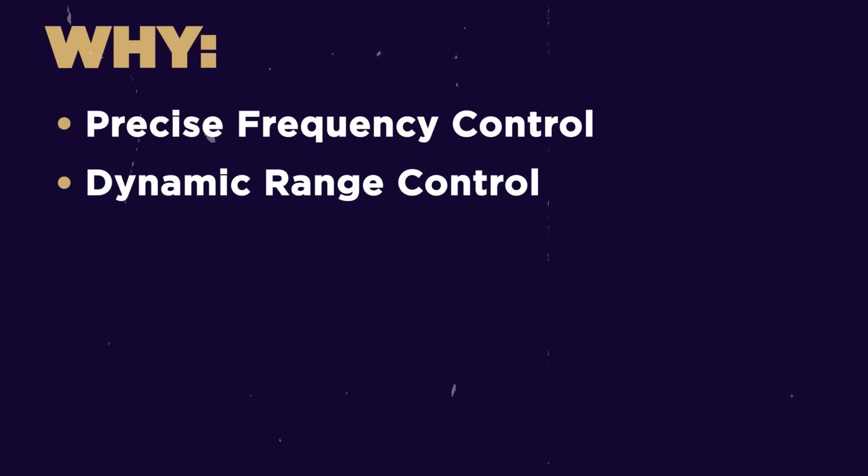Secondly, we have dynamic range control. By applying multiband compression to vocals, you can control the dynamic range of different frequency bands independently. This helps to even out volume inconsistencies across the vocal performance, ensuring a more consistent and balanced sound. It also prevents certain frequency ranges from dominating the mix or getting lost in the background.